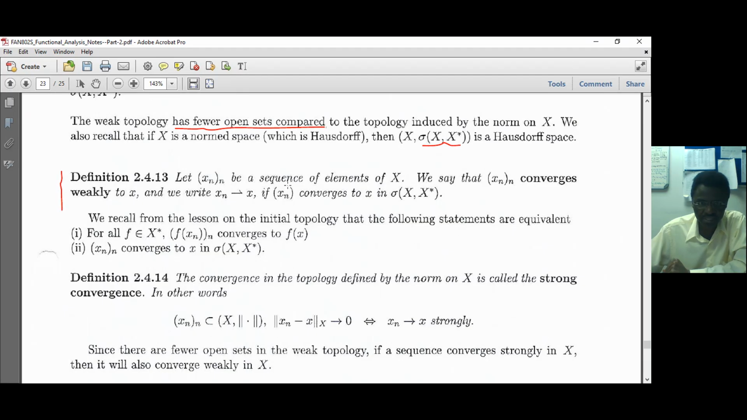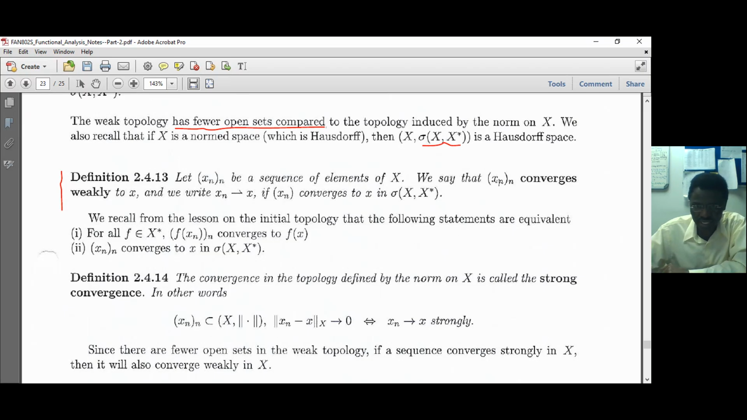Now, how do we define convergence in the weak topology? If we have a sequence of elements of capital X, capital X as a topological space has two topologies. You have the norm. We know already how to write convergence of a sequence with the norm. Now, how do we write convergence when we have a weak topology?